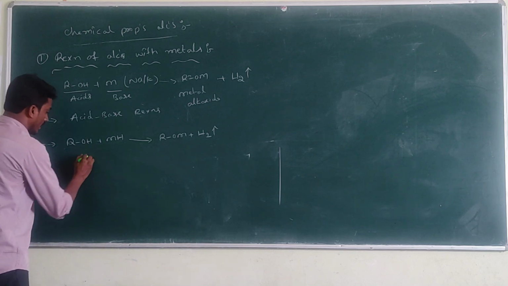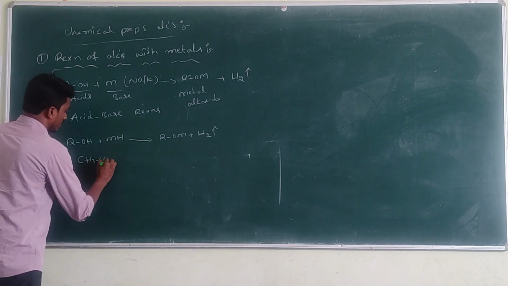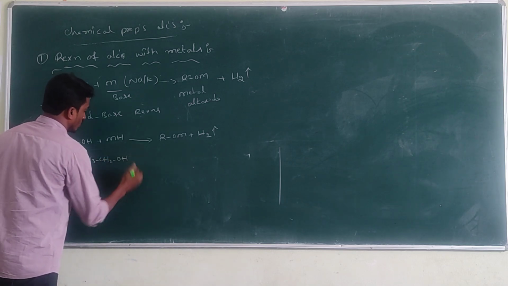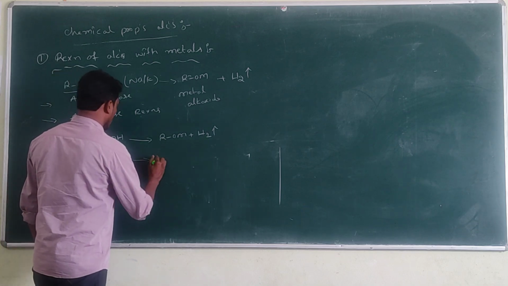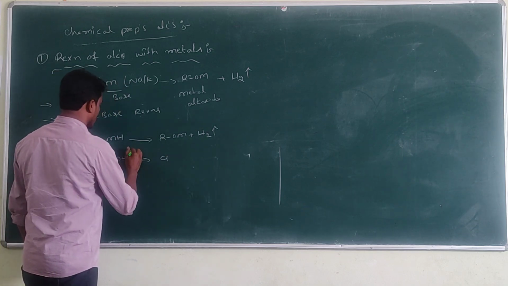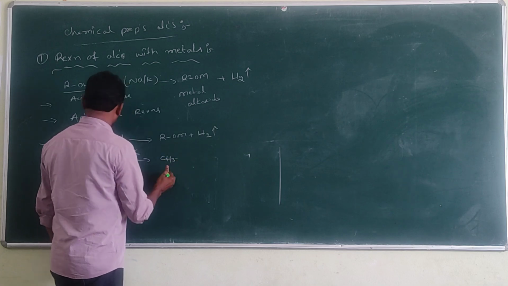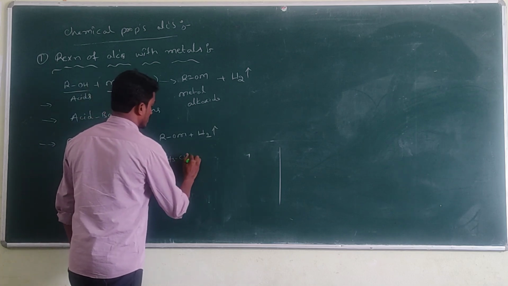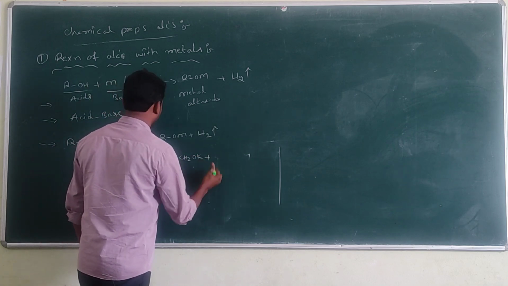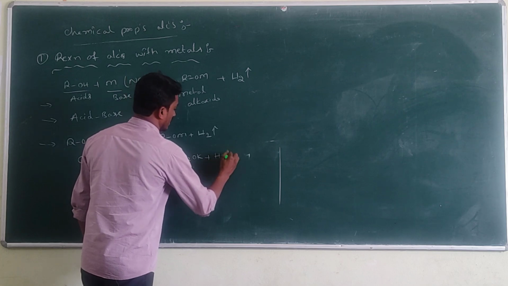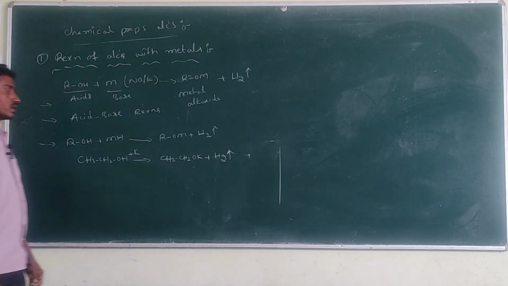For example, I am taking ethyl alcohol, CH3CH2OH, and it reacts with potassium. It gives potassium ethoxide, CH3CH2OK, and releases hydrogen gas.